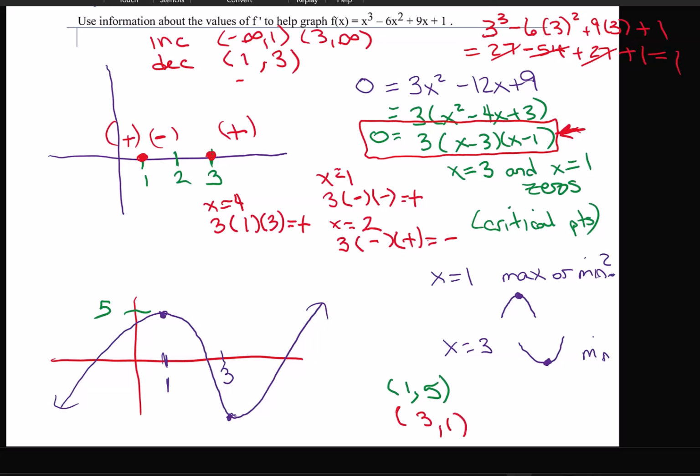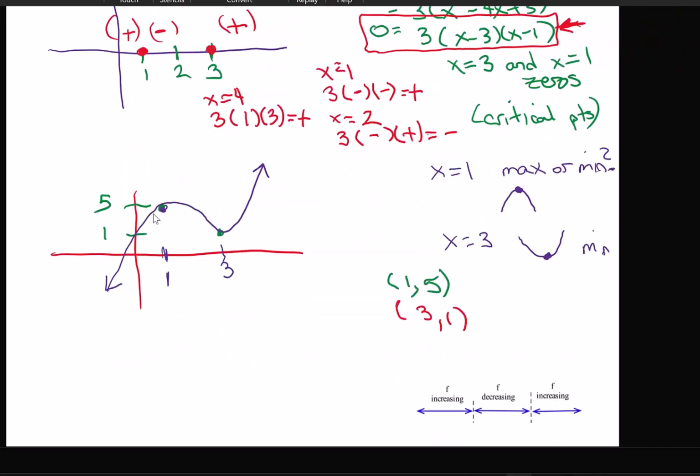I have a point, 1, 5, and I have another point, 3, 1. That's my max, that's my min. So my graph is going to go like this, and like this. And I can plug in more values, but that's basically what my graph is going to look like. I can plug in x equals 0, and I have 1. Oh, look, it went through 1. So this is a pretty good graph.